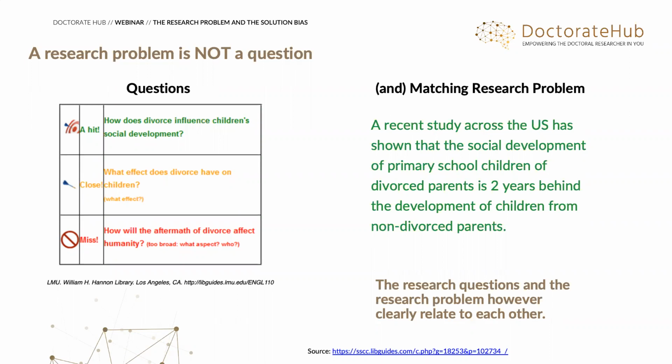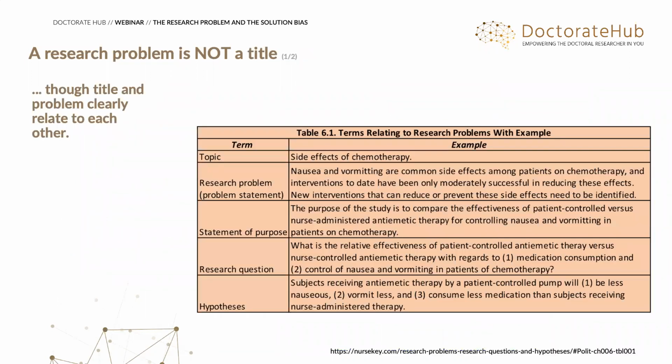Now, out of these 3 questions, there is one, which is the first, that clearly relates to the right-handed research problem, which is, for example, a recent study across the US has shown that the social development of primary school children of divorced parents is 2 years behind the development of children from non-divorced parents. The research question and the research problem relate to each other as much as the solution and the problem, but they are distinctly different. Likewise, often a problem is framed in the form of a title or a topic, like in this case, side effects of chemotherapy.